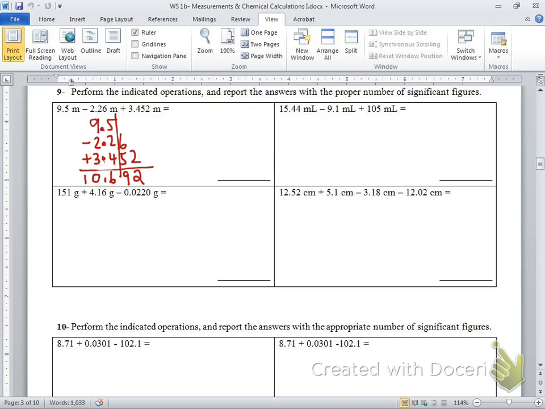You notice I didn't say, well, how many sig figs are in this? I didn't do all that counting sig figs in the numbers, because the rule is different for determining precision when you're adding and subtracting. And so now I have 10.7.